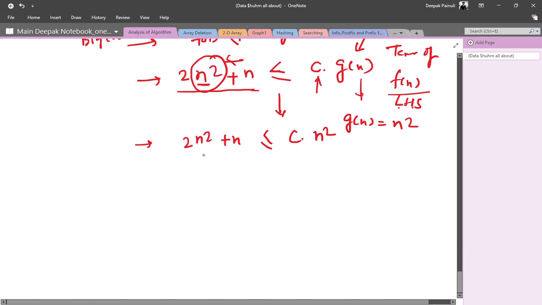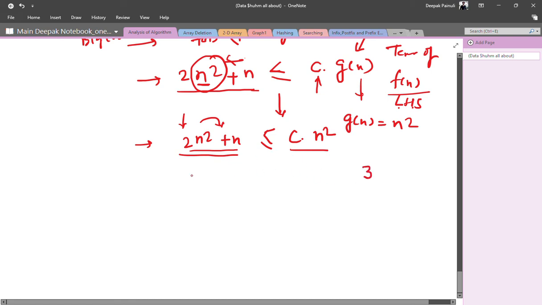So what should be the value of c here? 3. You cannot take 2, because if you take c as 2, then 2n square plus n will not be less than or equal to 2n square, right? Definitely we are adding n also here. That means we will start with at least 3.